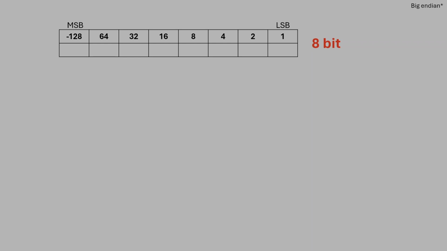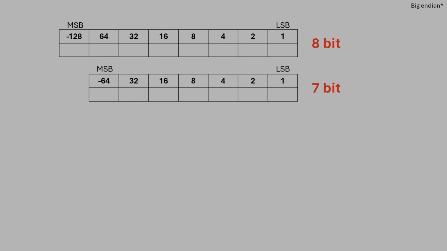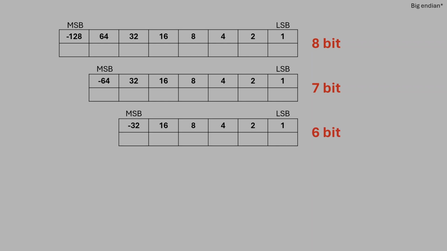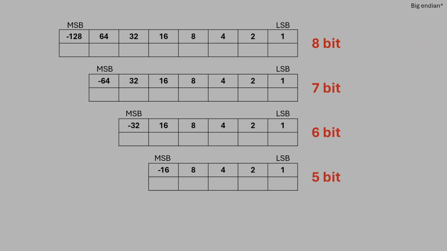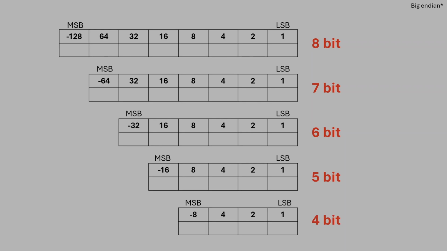Now if you were to scale that down to 7 bits, then again, the most significant bit is turned negative. That's essentially our sign bit. So here it is in 6 bits. Again, the most significant bit is turned negative. There's 5 bits. There's 4 bits. So given the number of bits that are assigned to the number, whatever the most significant bit is, that's the one that is made negative.